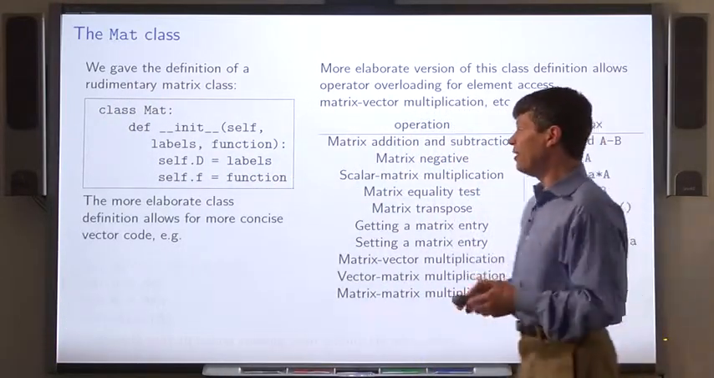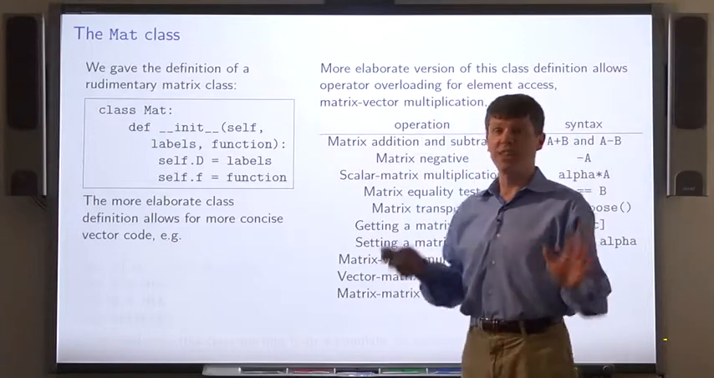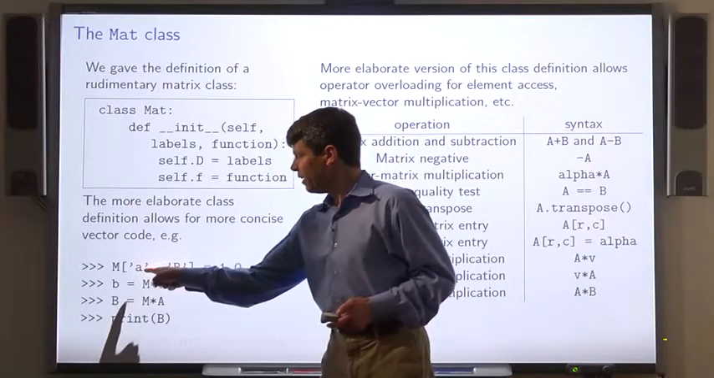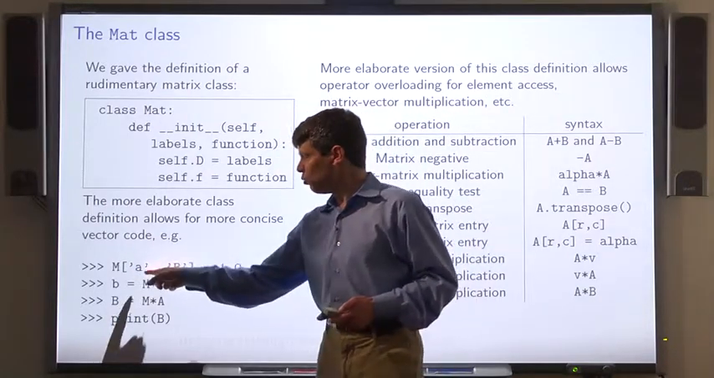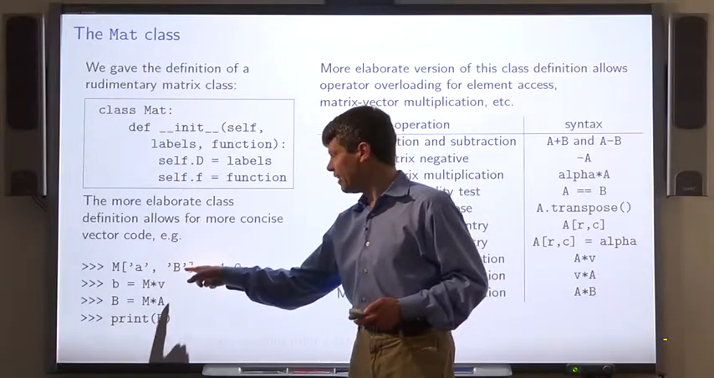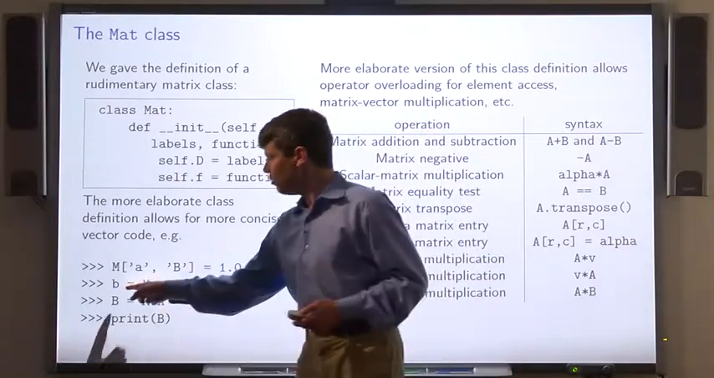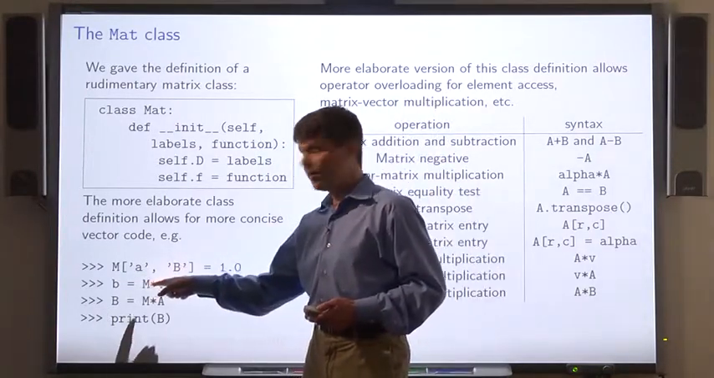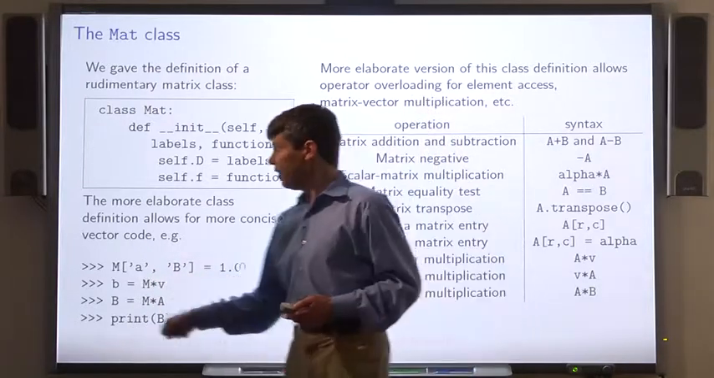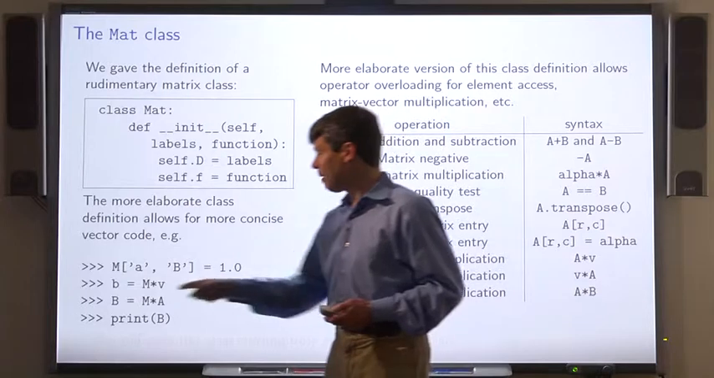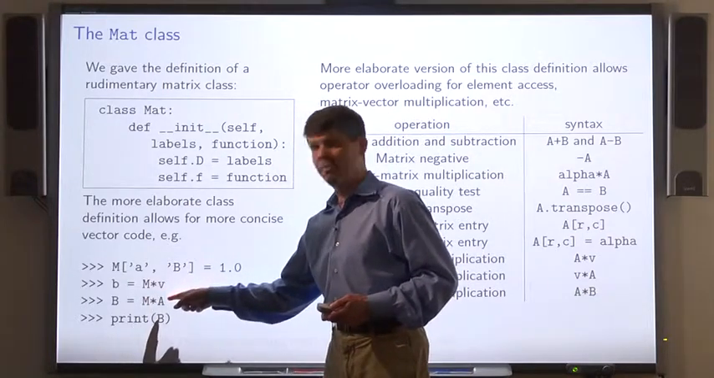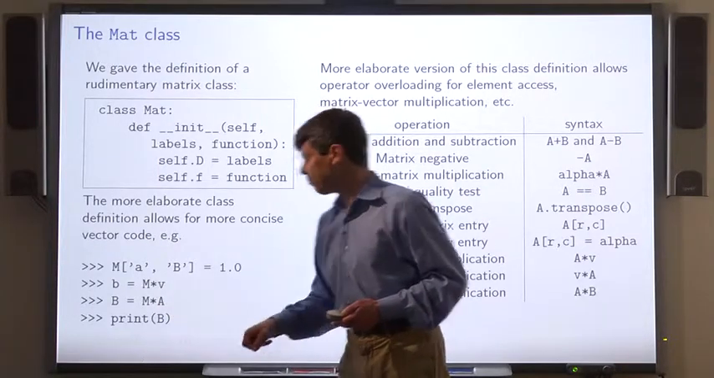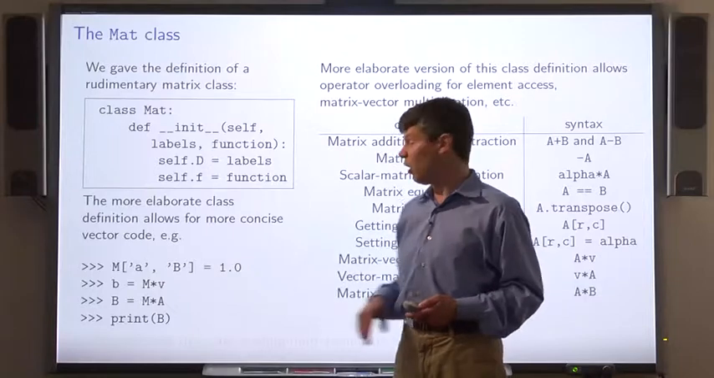This more elaborate class definition allows us to write much more concise matrix and vector code, such as this. This sets the entry corresponding to row label A and column label uppercase B to 1. This assigns to the variable B the vector obtained by multiplying the matrix M by the vector V. This assigns to the variable B the matrix obtained by multiplying the matrix M by the matrix A, and this pretty prints the matrix B. You'll learn more about these operations as we go on.